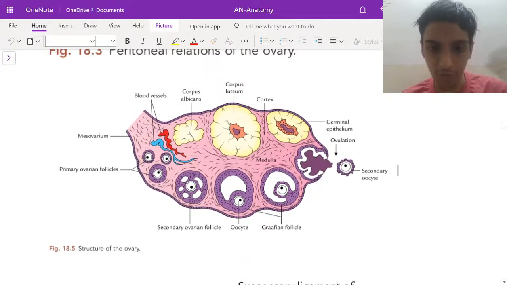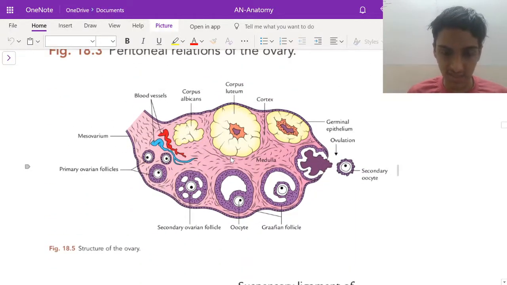Next is the structure of ovary. So as we can see the structure here, this is corpus luteum, the albicans, the germinal epithelium here. This is the medulla, this is the cortex. Here we have the Graafian follicle, this is the oocyte, the secondary follicle and the primary follicle. These are the blood vessels along with the mesovarium. This is the secondary oocyte, and here we can see ovulation is happening.